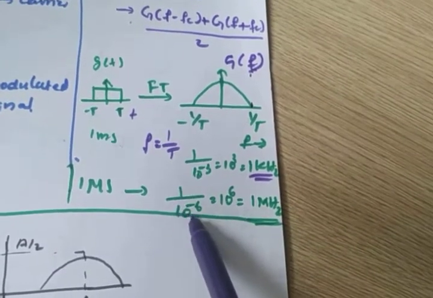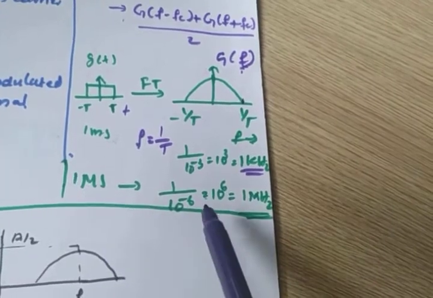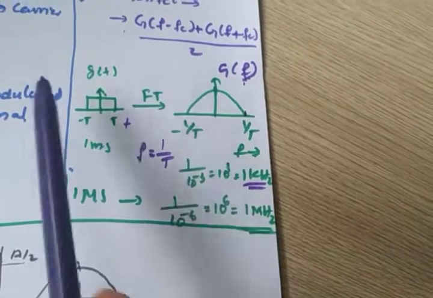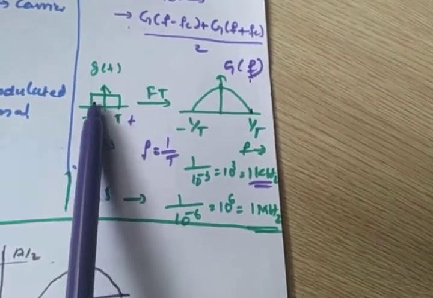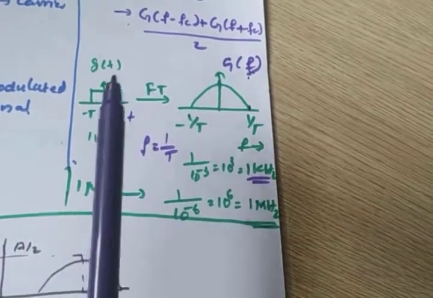So take the inverse of this, because frequency is 1 by t. T is 1 microsecond, so f is 10 raised to 6, that is 1 megahertz. So what you can identify is that as the signal is getting narrower, the frequency is getting wider.